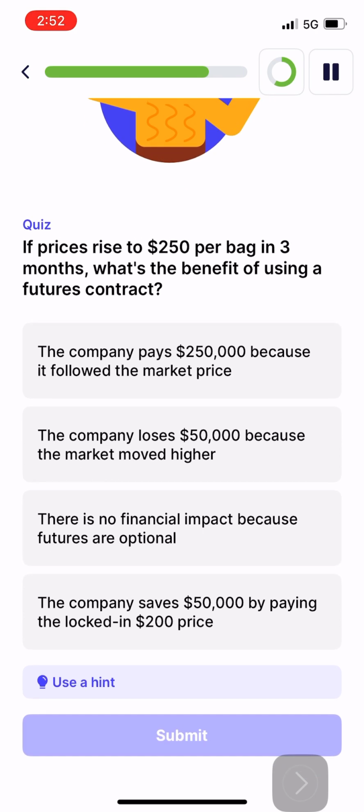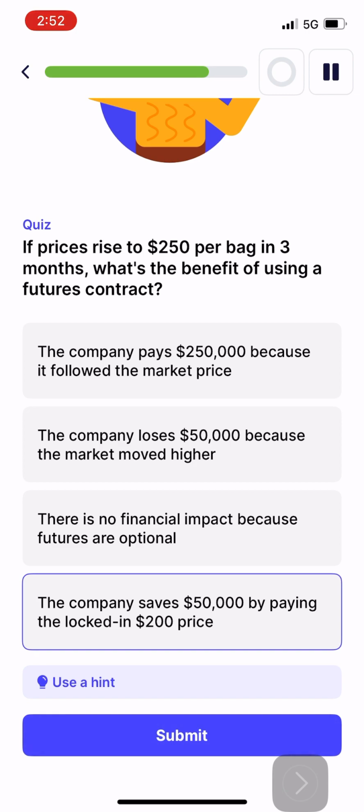Does the company pay $250,000 because it followed the market price, lose $50,000 because the market moved higher, have no financial impact because futures are optional, or save $50,000 by paying the locked-in $200 price?